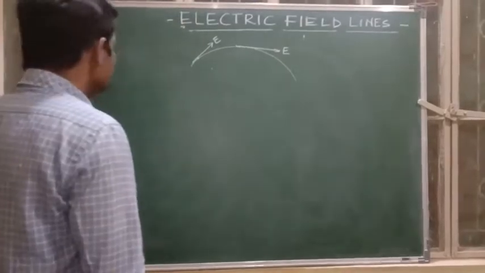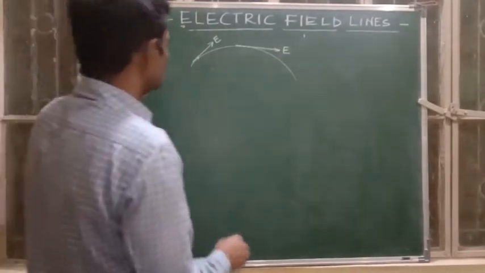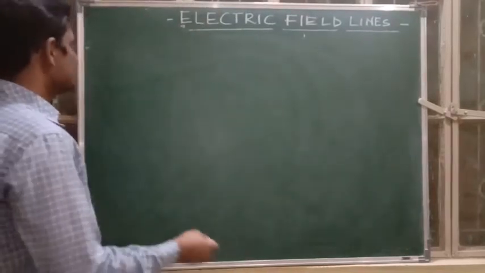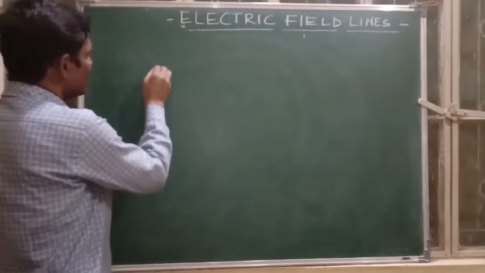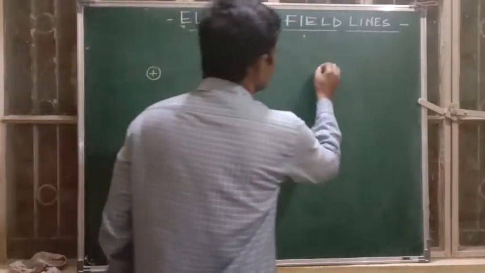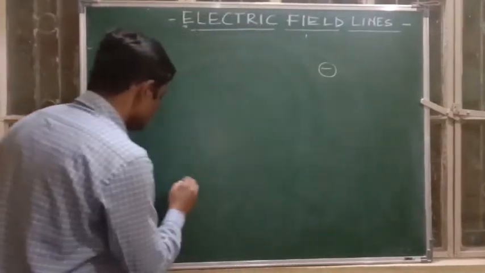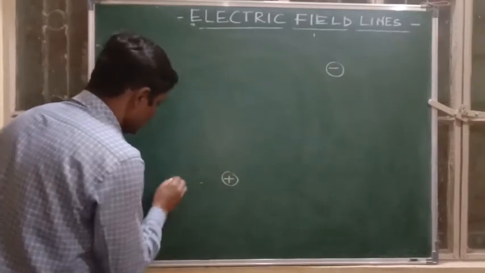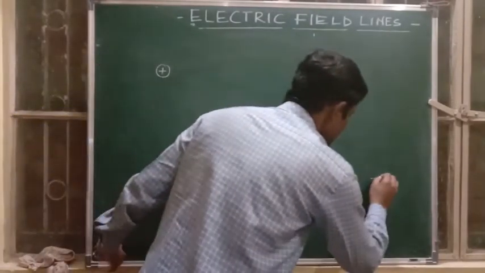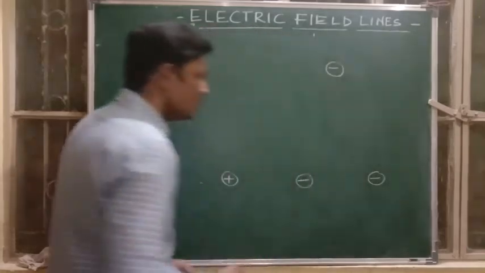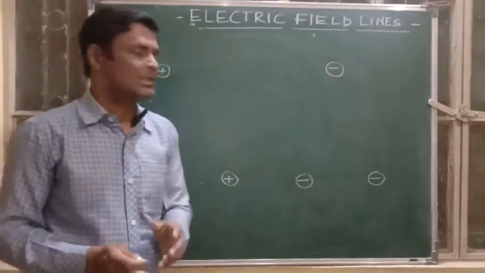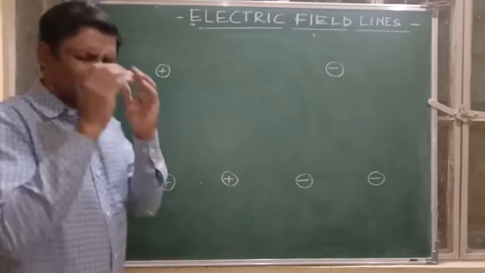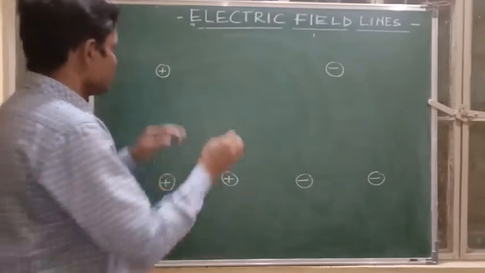Now we are going to draw electric field lines around various kinds of charge distribution. For example, suppose that I have a positive charge and a negative charge, and two positive charges or two negative charges. For this, you know that in electrostatics the test charge we always take is a positive 1 coulomb charge, or a very small positive test charge.